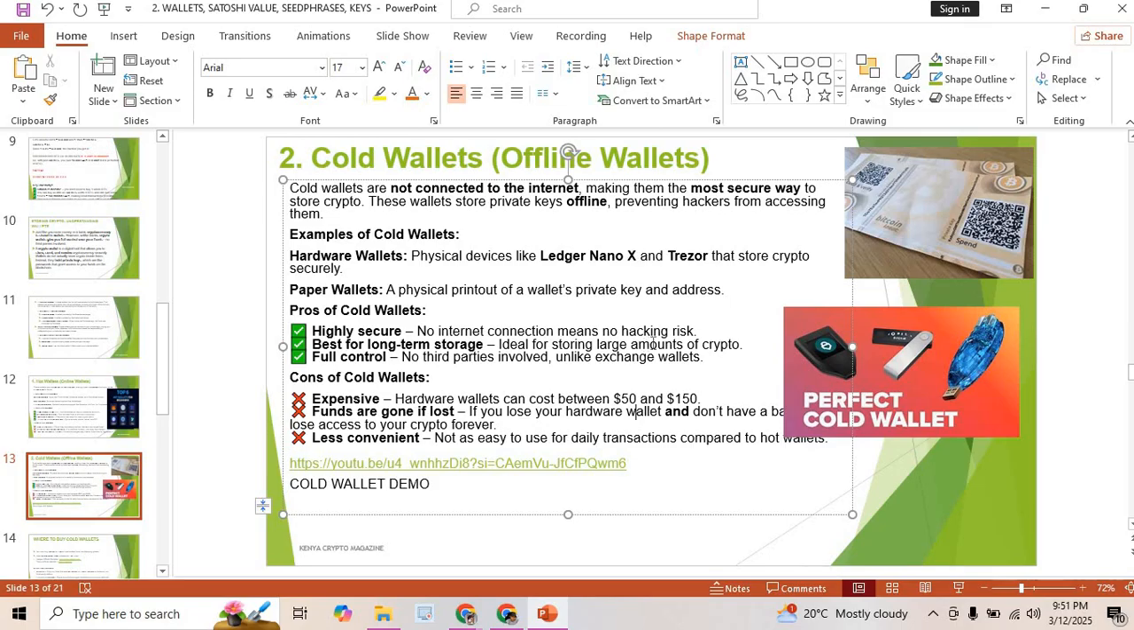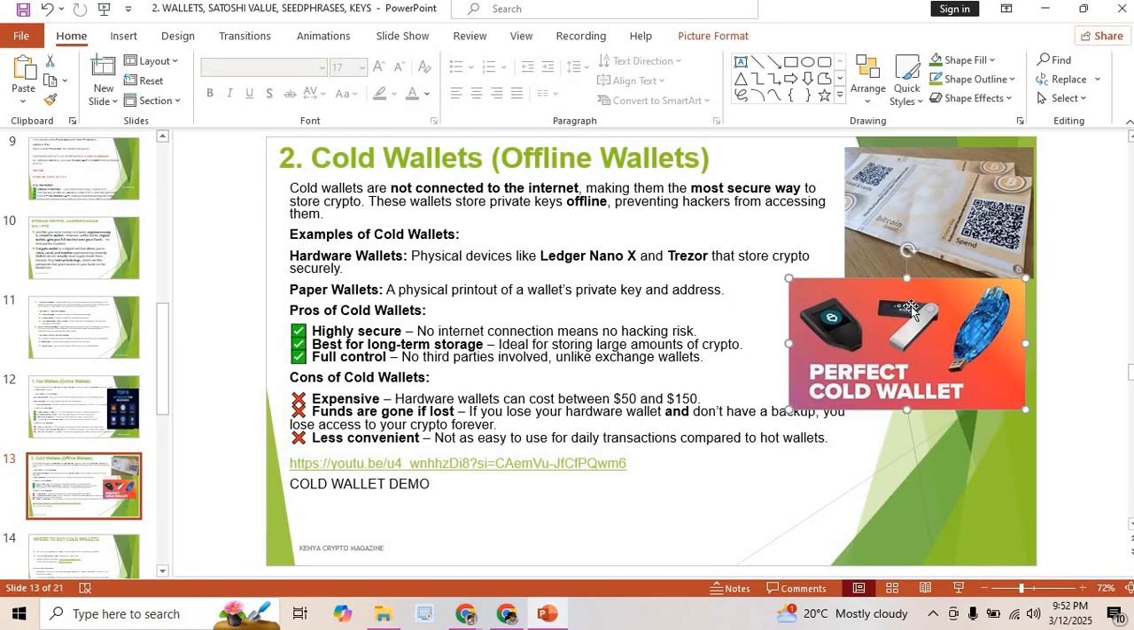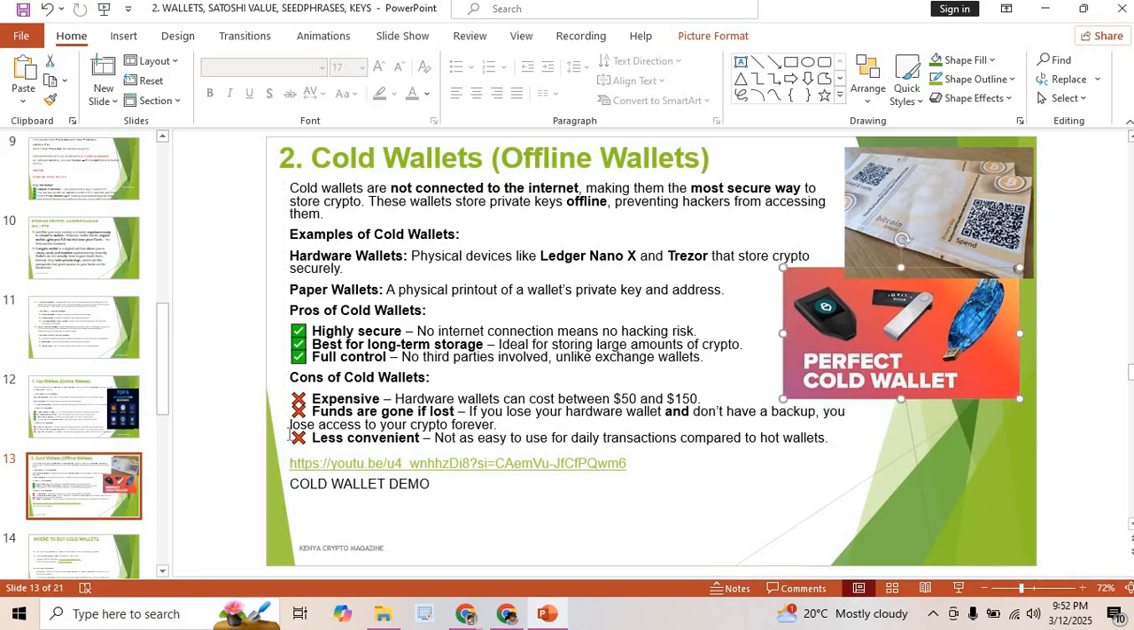Imagine we said yesterday that when passing through JKIA, the cap amount that you can move in cash is only $10,000. But me having this device, I can move with up to infinite amount of crypto and no one will ask me anything. In fact, most people think it's a flash and I'll just move with my cash like that. Then full control, no third parties involved. So unlike exchange wallets, I have full ownership or full security of my coins. Even if an exchange falls today or something happens to Binance, I'll still have my crypto safe with me.